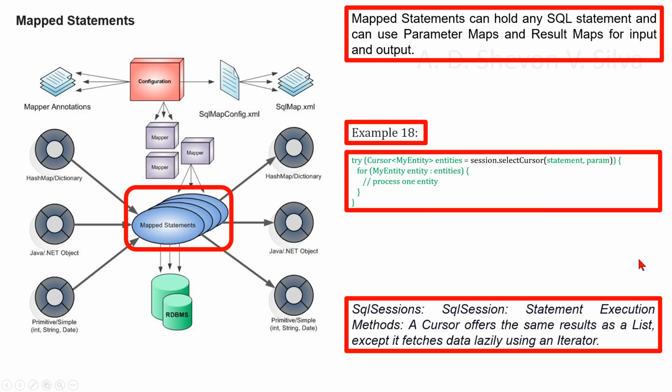Now we are in statement execution methods. These methods are used to execute select, insert, update, and delete statements that are defined in your SQL mapping XML file. They are pretty self-explanatory. Each takes the ID of the statement and a parameter object, which can be a primitive, autobox wrapper, a Java bean, a POJO, or a map.